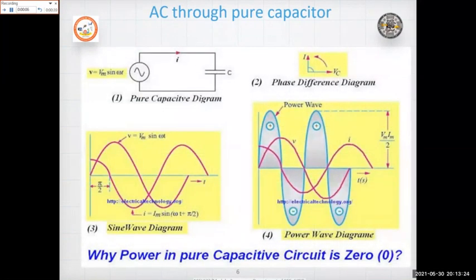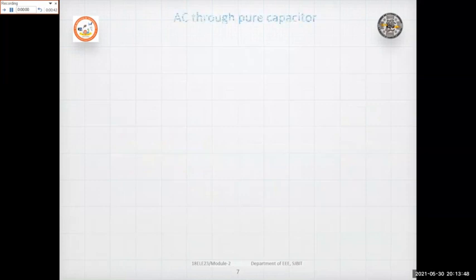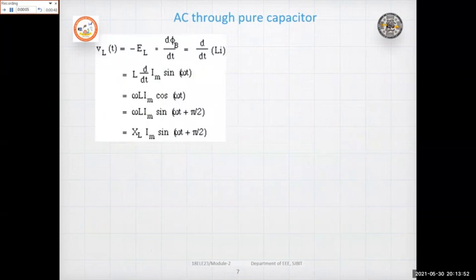Consider a simple circuit consisting of a pure capacitor of C farads connected across a voltage given by the equation v = Vm sin omega t. The circuit is shown. The current i charges the capacitor C, and the instantaneous charge q on the plates of the capacitor is q = Cv. Current i is the rate of flow of charge, i = dq/dt. When we write that here, finally we land up with the equation Im = Vm/Xc, where Xc = 1/(omega C).